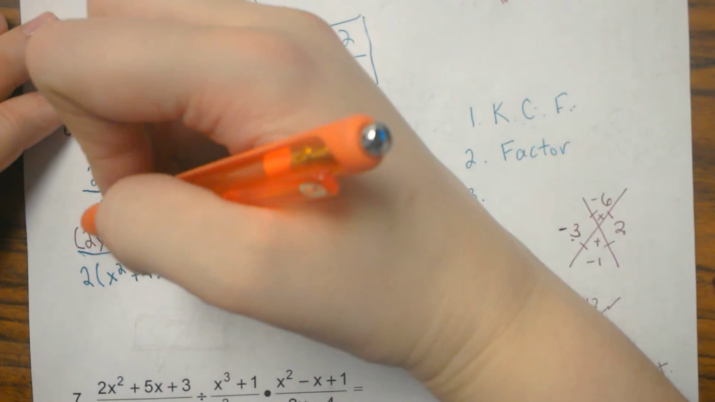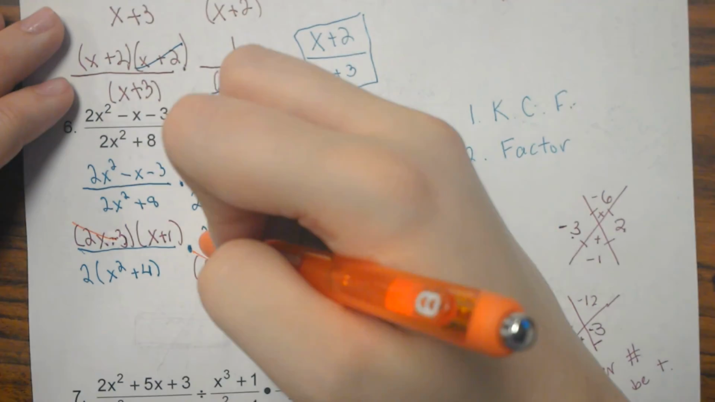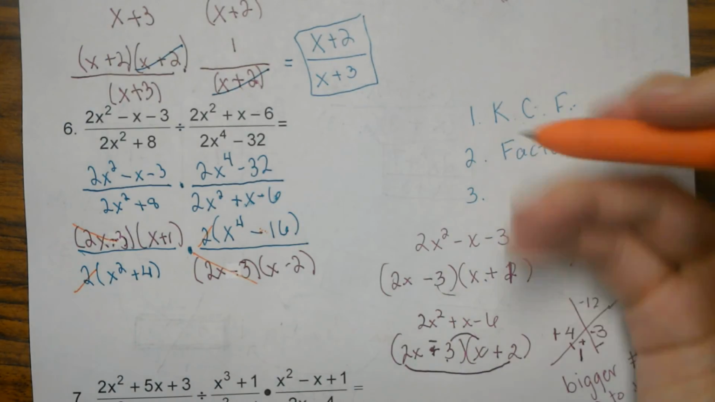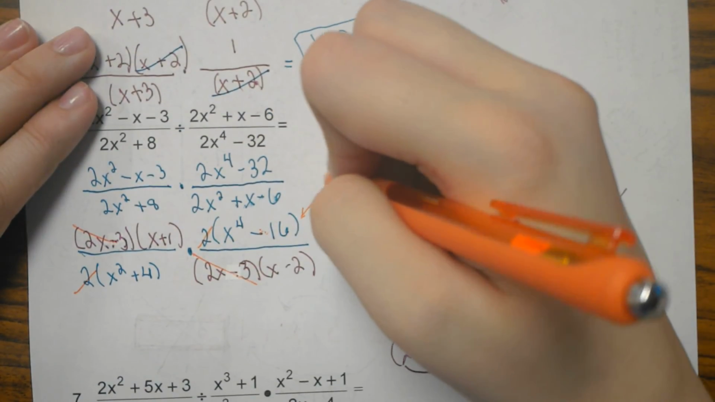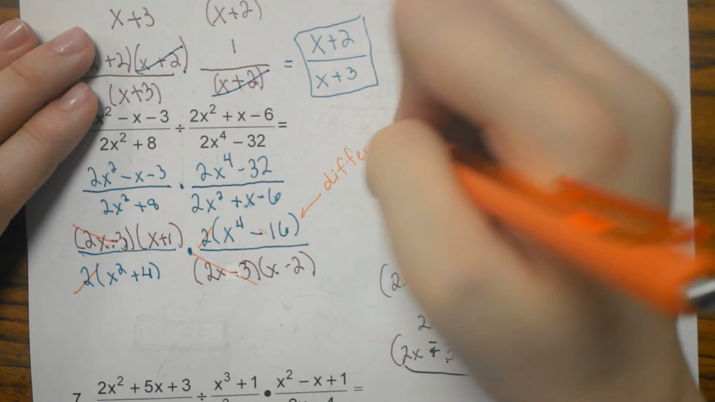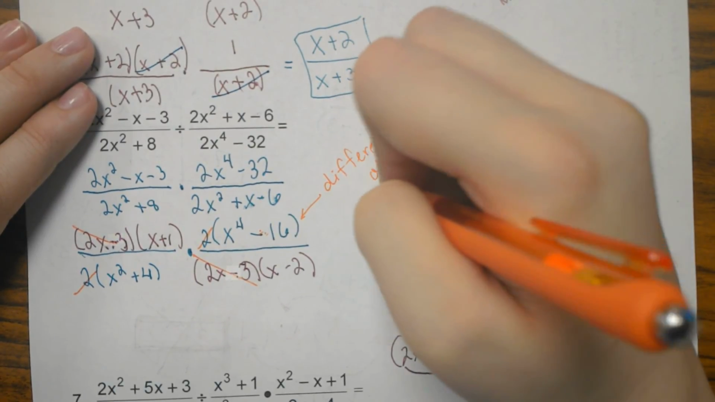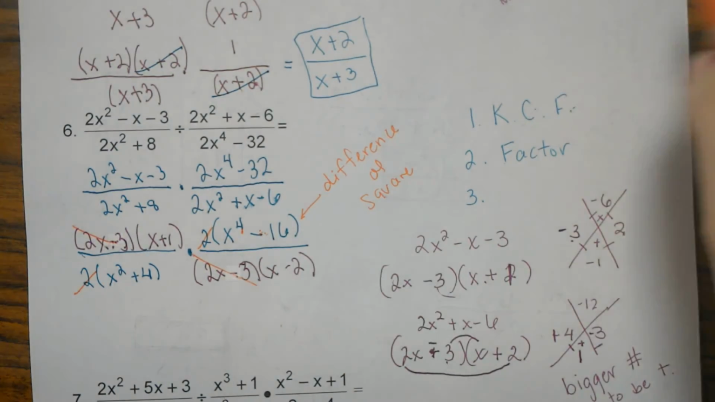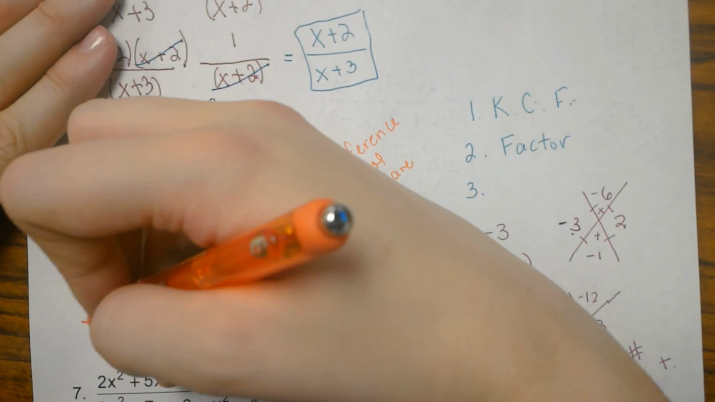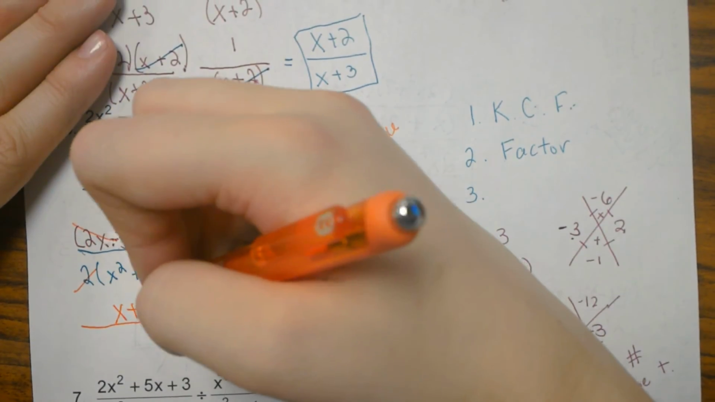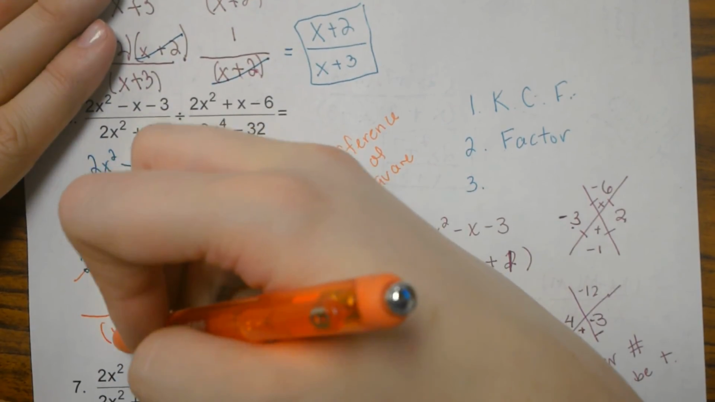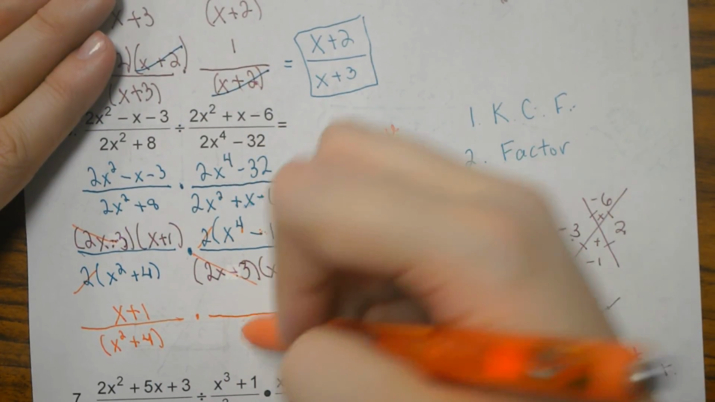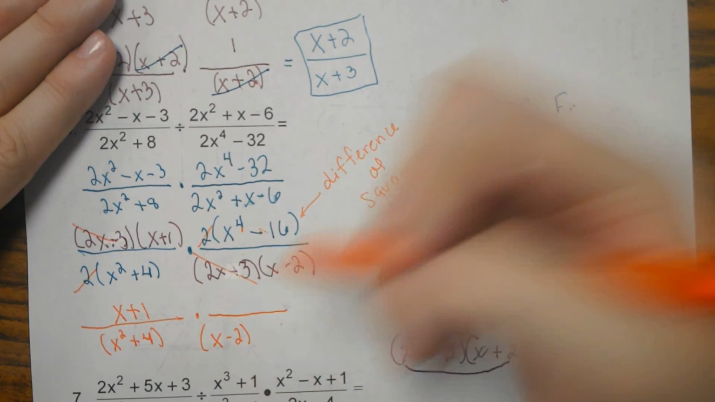So I have 2x minus 3 in common. There's a 2 in common. So I'm going to have to factor this. That is my difference of squares. 4 is a square, and 16 is a perfect square. My first fraction, I'm left with x plus 1, x squared plus 4. X minus 2.